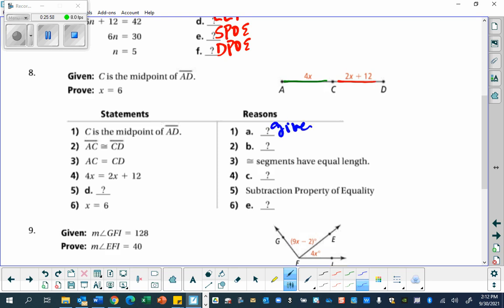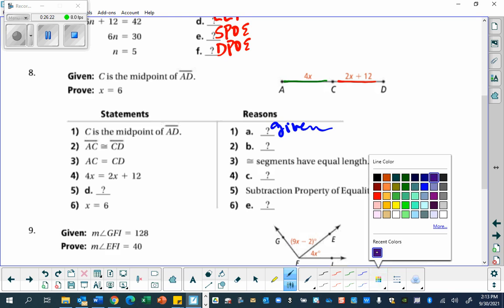So here we are with our given. There we are with our given. C is the midpoint of AD. How do I get to line 2? Where does that come from? I heard it. Where does it come from over here? Nora? Yeah, that is our definition of midpoint.